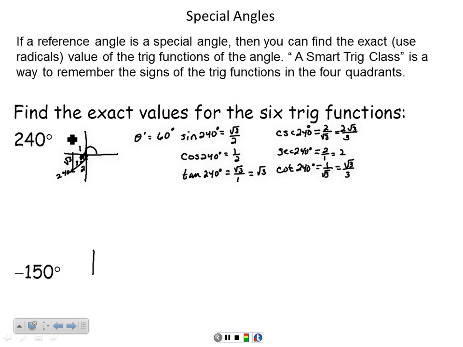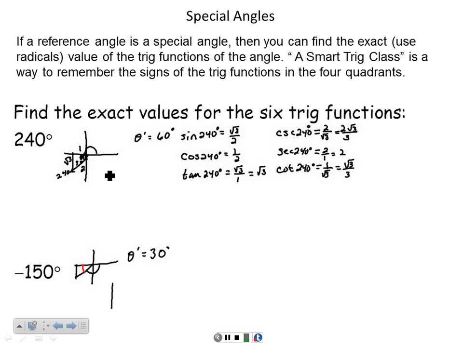Alright, so for a negative 150, negative 150 is going to take us about to right there. So the reference angle for negative 150 is going to be this angle here, that angle there. So that's going to be 30 degrees. And I know that because the distance from the 150 to the 180 is just a difference of 30 degrees. So now what I have is a 30, 60, 90 right triangle.